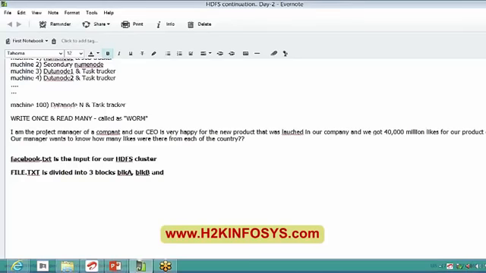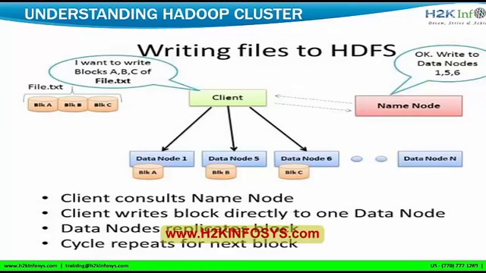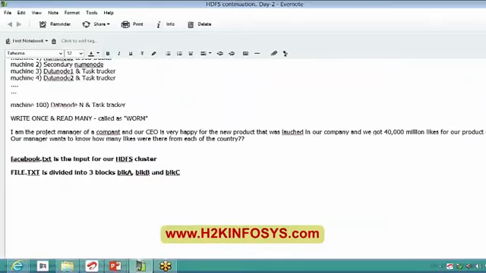Block B and blocks. So after getting the instructions from the main node and after writing the blocks into the data nodes, the typical data node will look like this: data node 1 will contain block A, data node 5 is containing block B, and data node 6 is containing block C.